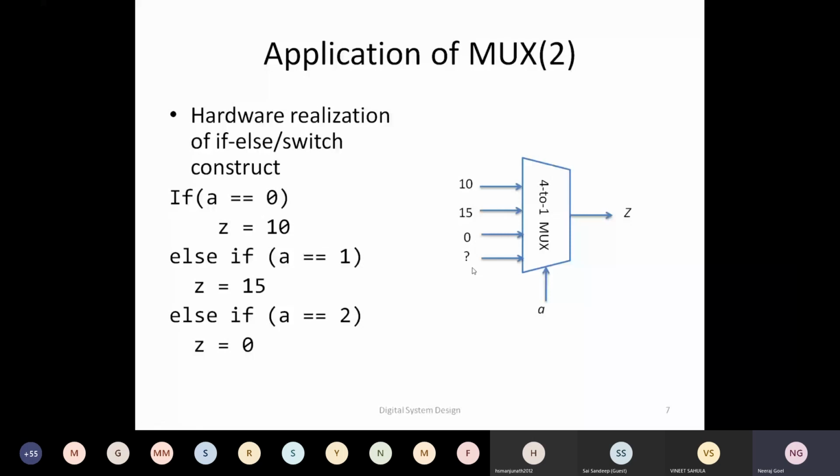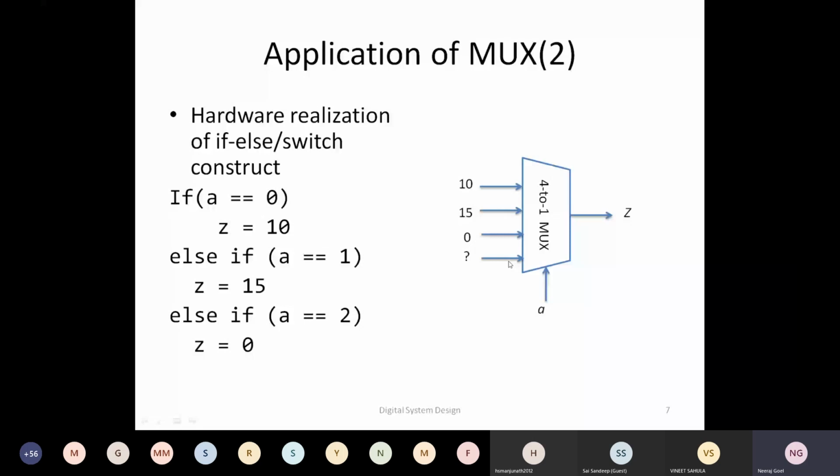So let us say I give this 4th value as something like 50. What would happen if I know that A is never going to be 3? Then whatever I give here doesn't make any sense. And if you clearly know that A's value cannot be 3, then during implementation of your circuit, you can remove that part.